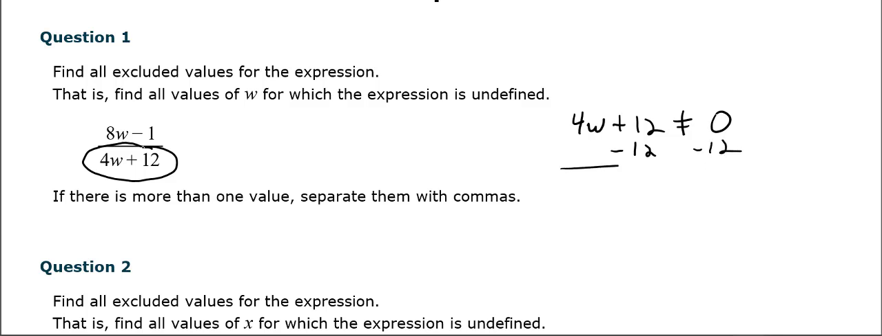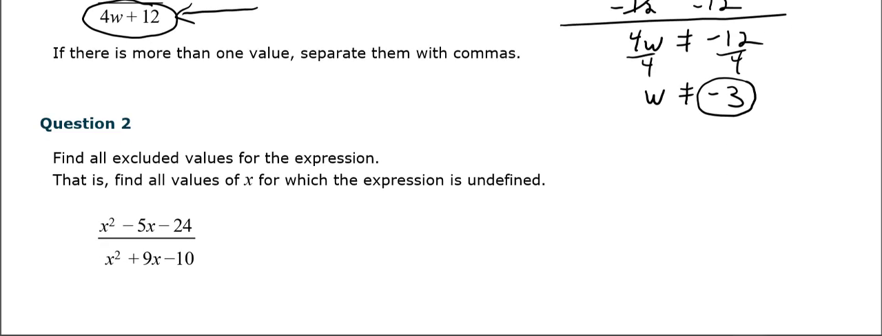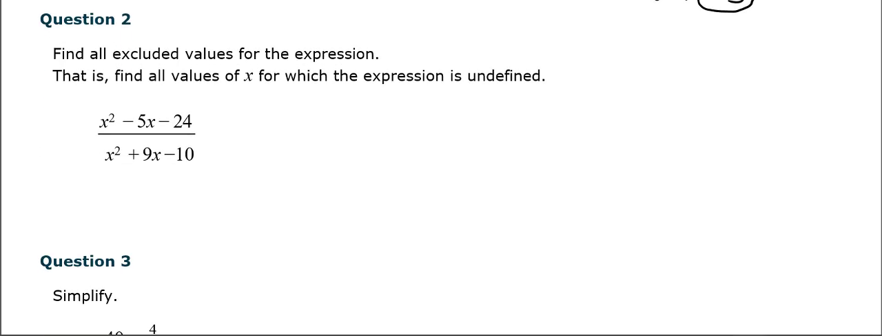So we're going to subtract 12 from both sides in order to isolate. And then divide by 4. So w cannot equal -3, because if w equaled -3, it would make our denominator 0 and our expression undefined. So -3 would be our excluded value. Let's do another one.